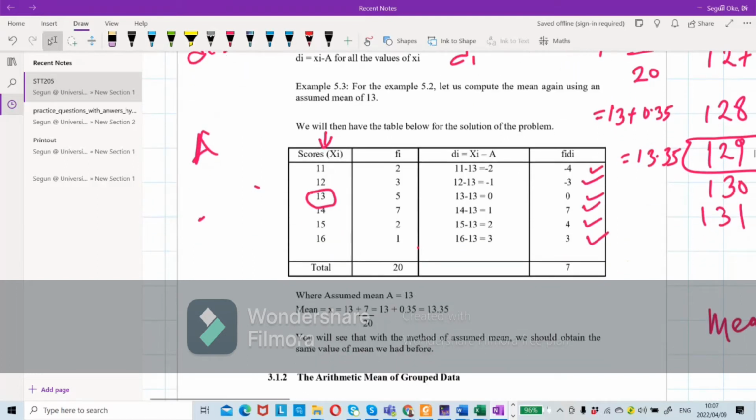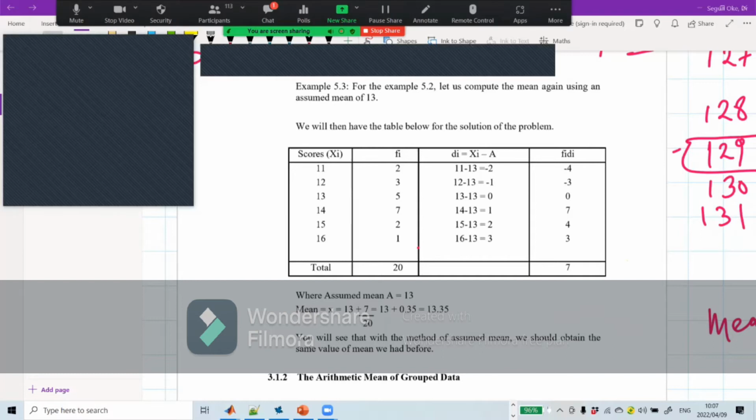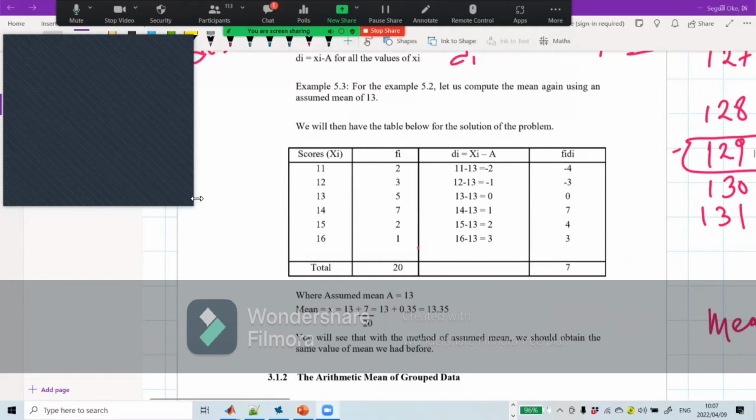Now, let me prove something to you quickly. I can choose not to use 13. You don't need to be afraid. You will still arrive at the same answer, but let's do it together. Now, somebody should pick A. 16. 16, okay. She picked 16. Let's try 16. Now, our A is equal to 16. Please do it in your notes by yourself.